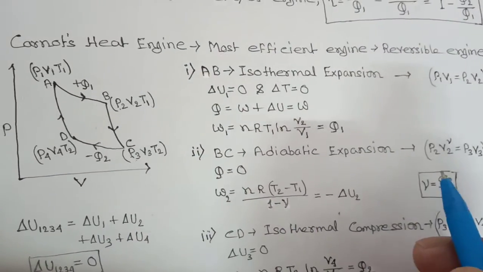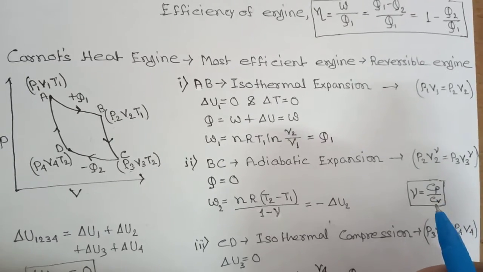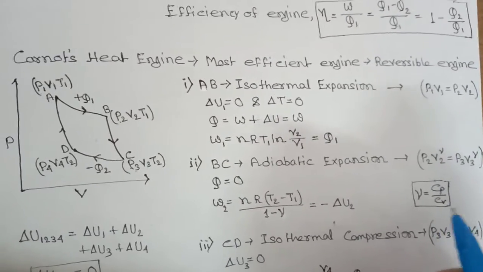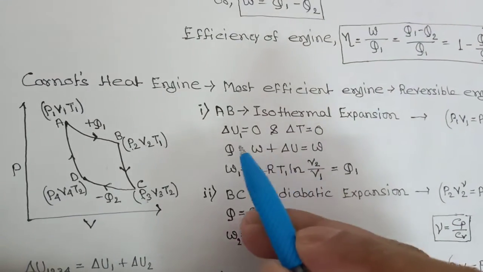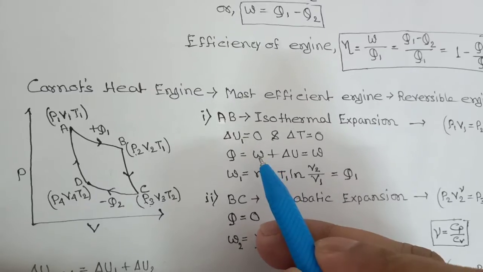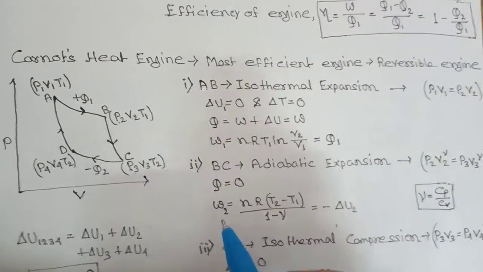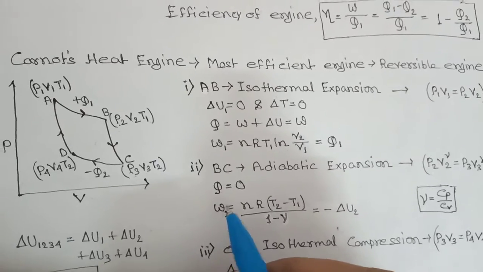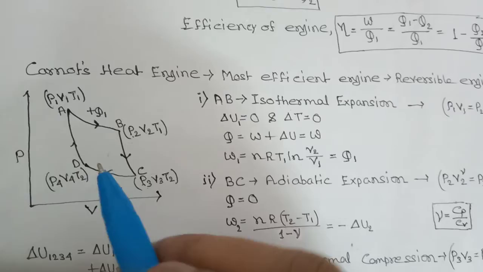Gamma is equal to Cp by Cv. Cp is the molar heat capacity at constant pressure, and Cv is the molar heat capacity at constant volume. If you place Q as 0 in the first law, then W will be equal to minus del U. This W2 is the work done in the second process, and similarly W3 and W4 for the third and fourth processes.